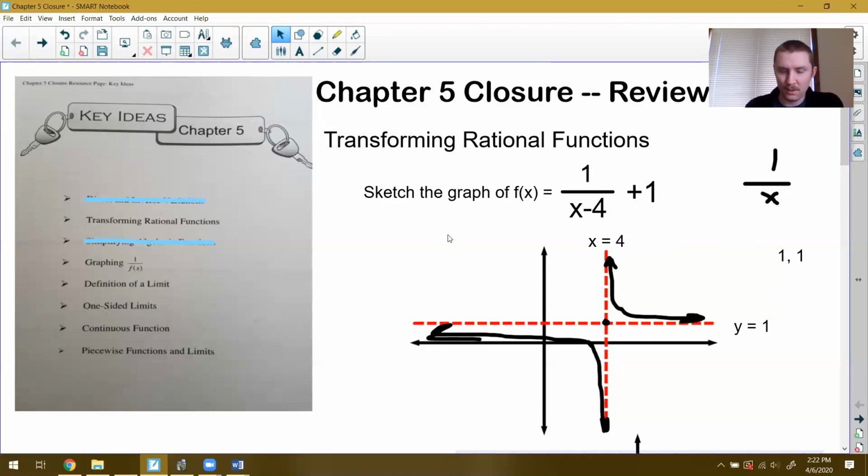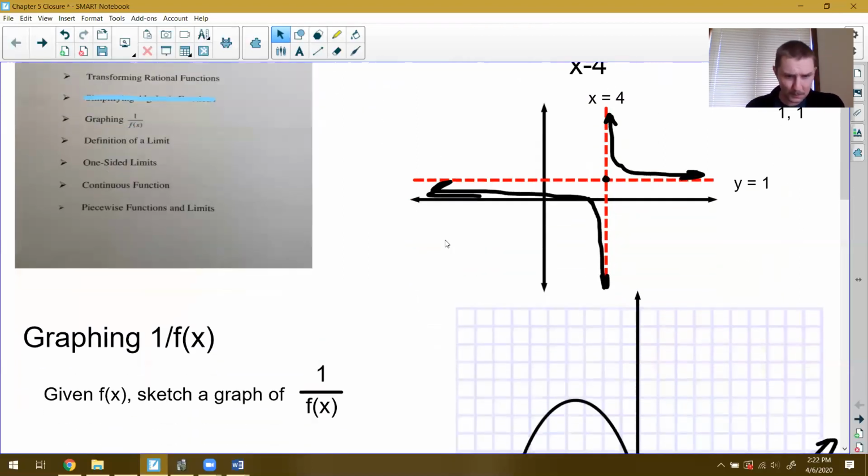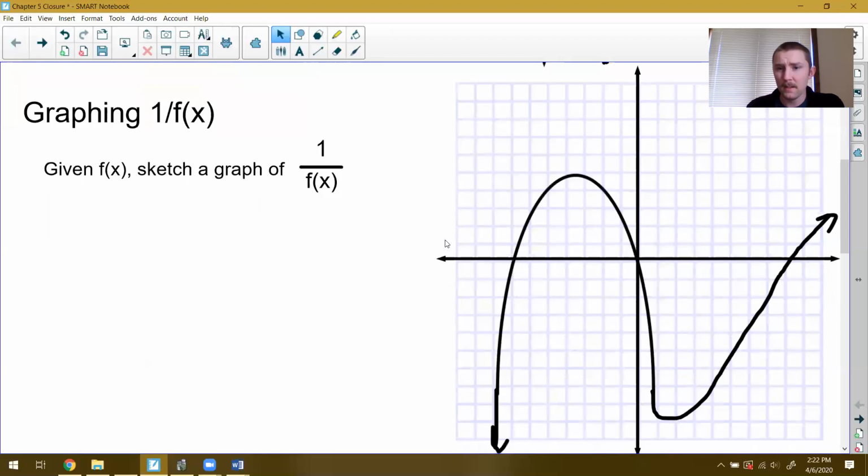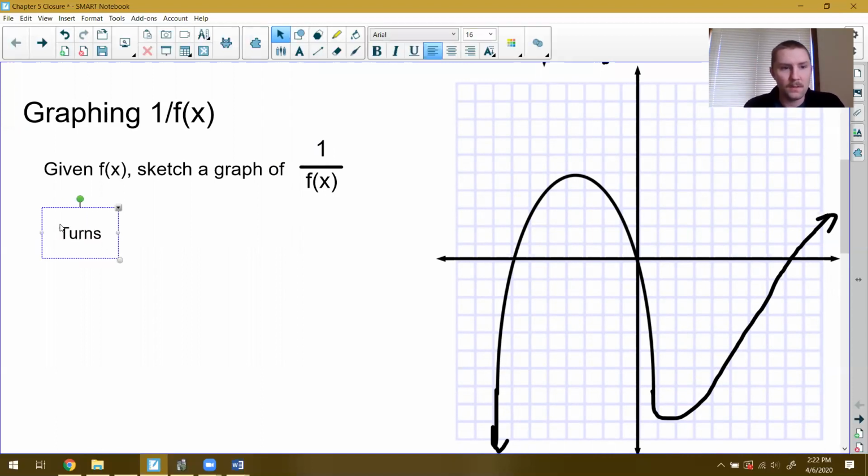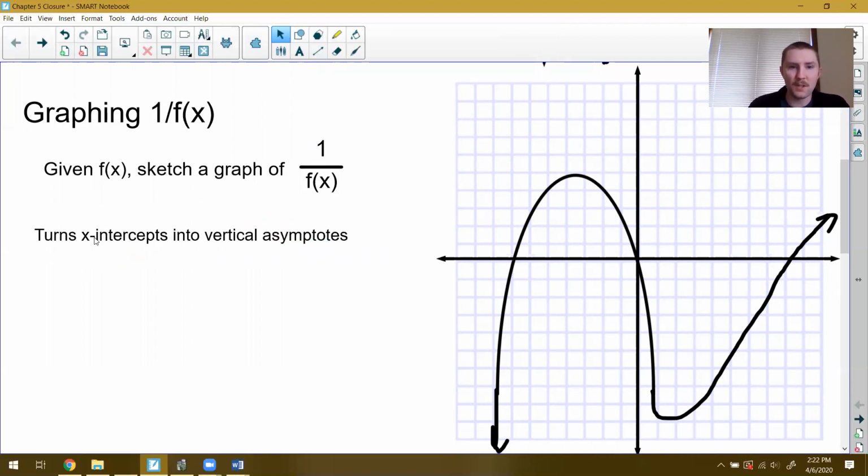The other thing that we did in terms of making graphs ourselves was we could be given a graph, for example, something that looks like this, and we might be asked to graph 1 over that function. So this is what we call the reciprocal graph, remember, because we flip it over and we put 1 over the function. Remember what that does here. It turns all of our x-intercepts into vertical asymptotes. Okay, so that's the first thing that this does.